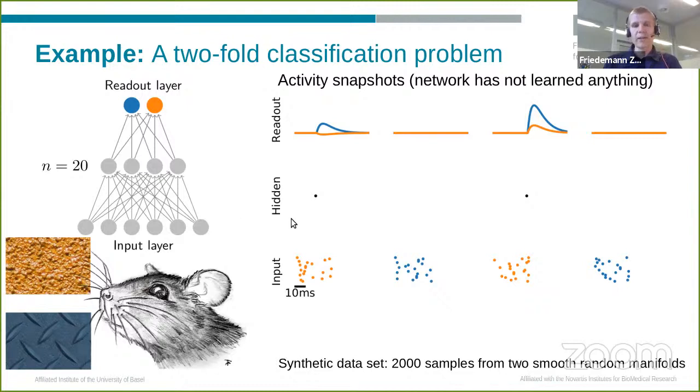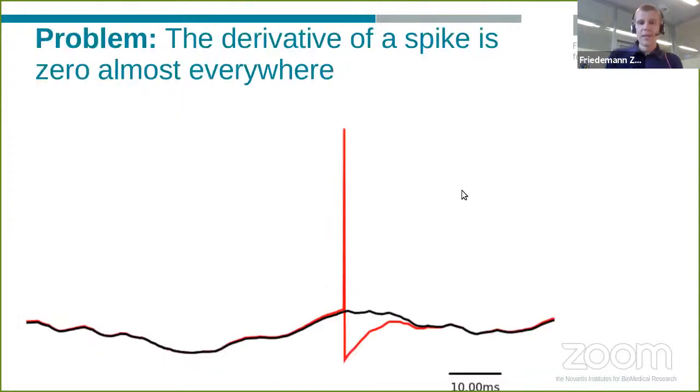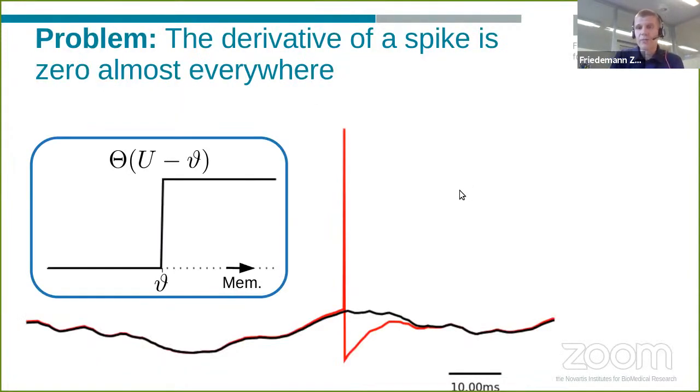And before we train, there's hardly any hidden layer activity. There are just two spikes here, hardly any activity. And the readout neurons, they get this wrong. Remember, we want the maximum to be given by the correct input class here, which should have been orange. So this network hasn't learned anything. And if we now apply gradient descent with the framework we've just laid out, then also the loss doesn't change over time. And the reason is due directly to this Heaviside non-linearity.